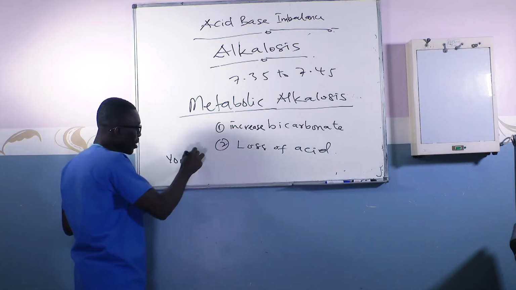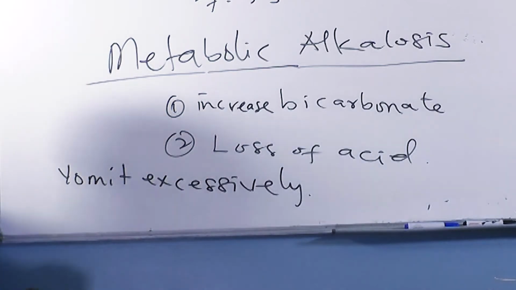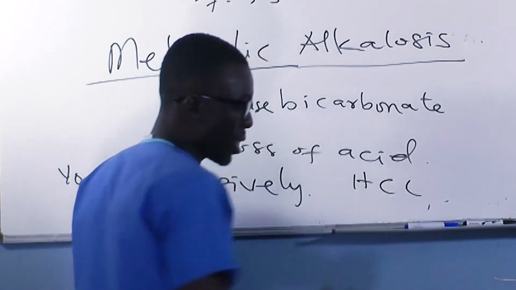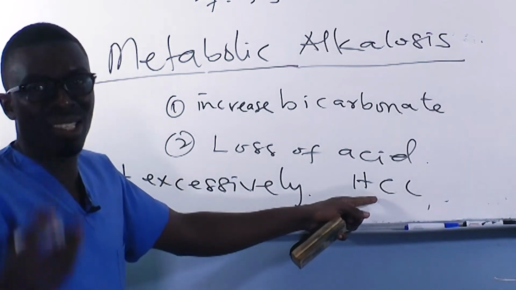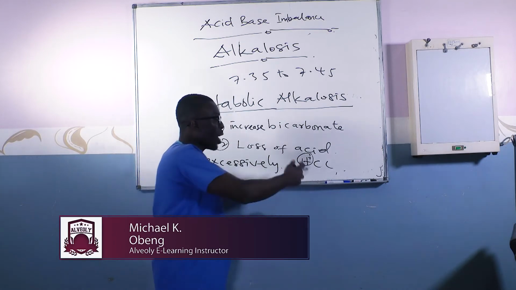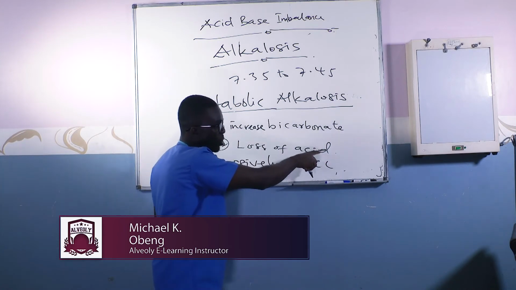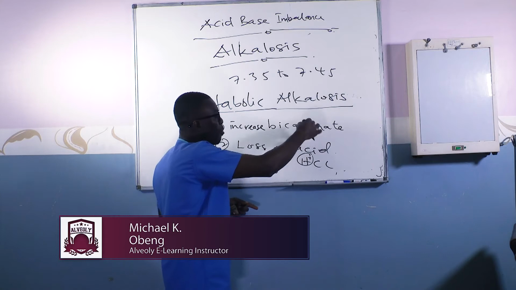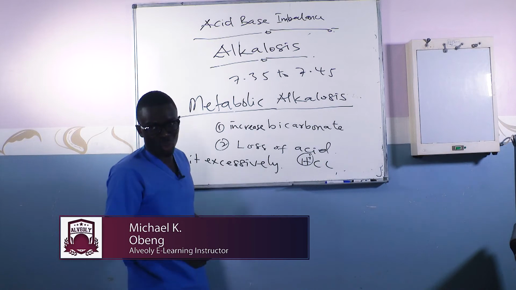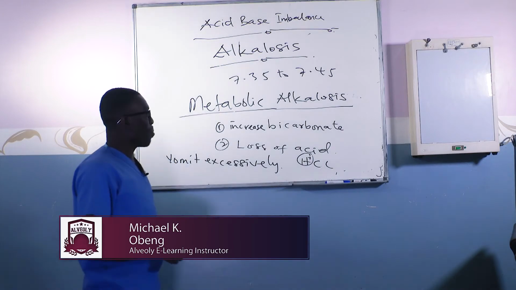Then in terms of loss of an acid, when a patient vomits excessively, you know our stomach contains what? Gastric content, and the gastric contains what? Hydrochloric acid. So if the patient is vomiting excessively, then it means that the person is vomiting the hydrogen ions out. So if you are bringing the hydrogen ions out, what happens? Then it means that you will be losing a lot of acid as compared to what? Alkaline. Then your alkaline level will become higher as compared to the acid. Then it develops what? Metabolic what? Alkalosis.